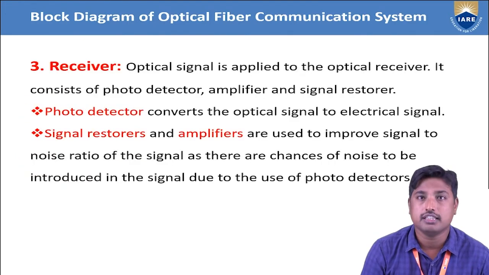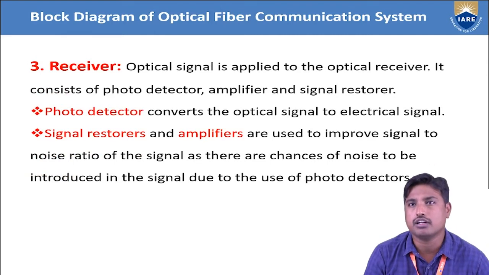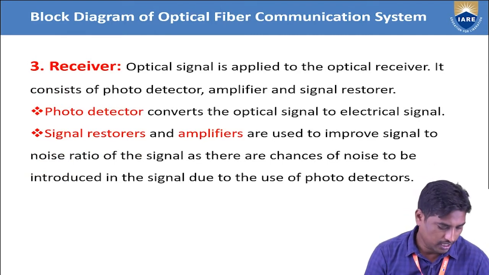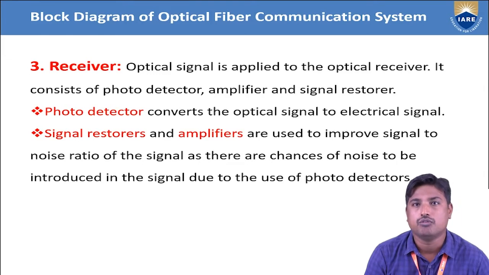Now the third one is the receiver. The receiver receives the optical signals and converts them into electrical signals, mainly consisting of three parts: photodetector, signal restorer and amplifier. The signal restorer and amplifier are used to improve the signal to get the original signal which was given as input.